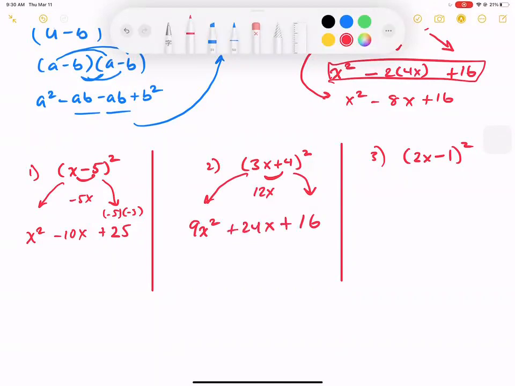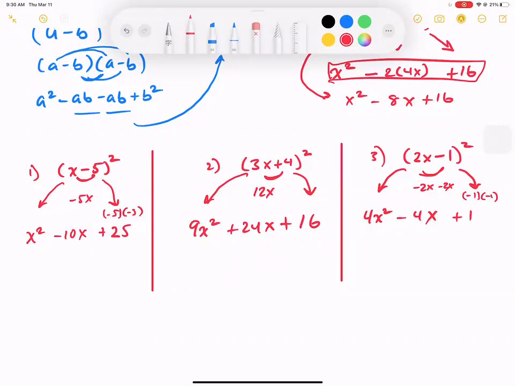Last one in the back. 2 times 2 is 4x squared. In the back, negative 1 times negative 1 is a positive 1. That's why the negatives become positive. And doubling the middle, negative 2x, doubling it, negative 4x. So go ahead and check your answers. If you made a slight mistake, that's fine.